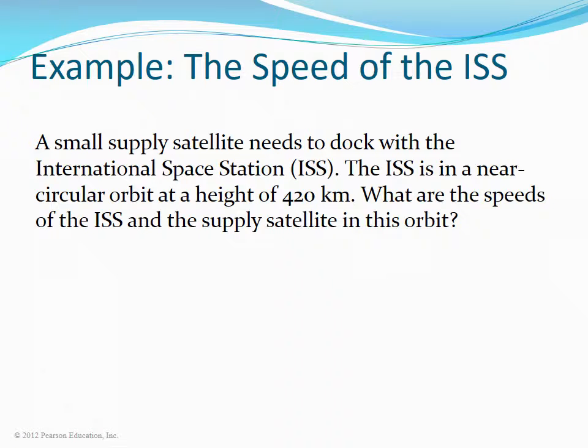A small supply satellite needs to dock with the International Space Station, the ISS. The ISS is in a near circular orbit at a height of 420 kilometers. What are the speeds of the ISS and the supply satellite in its orbit?